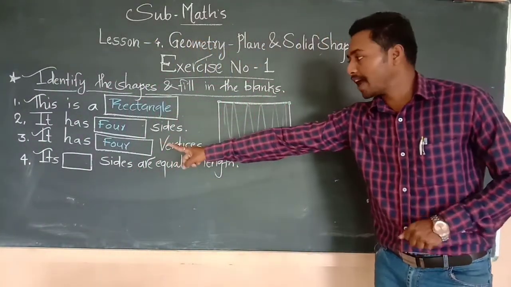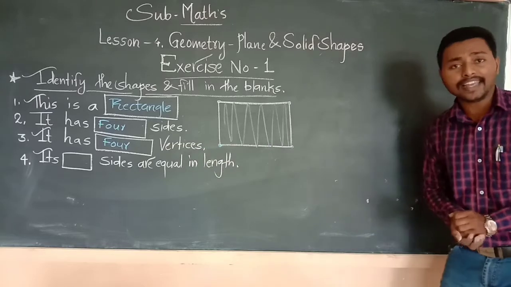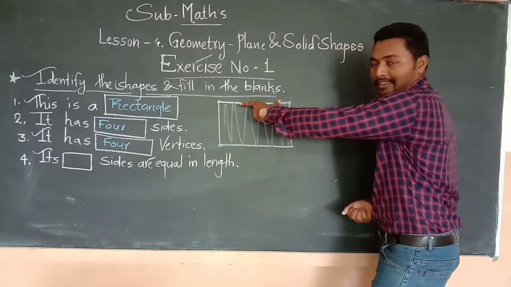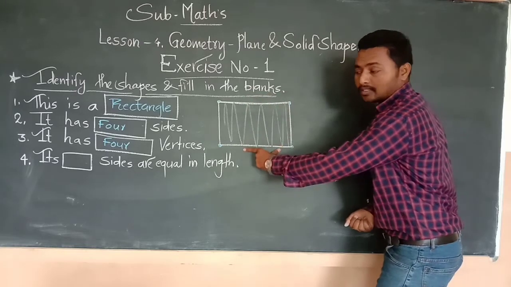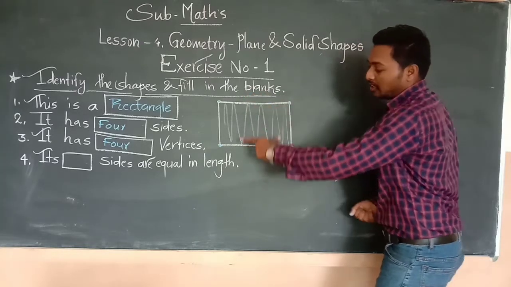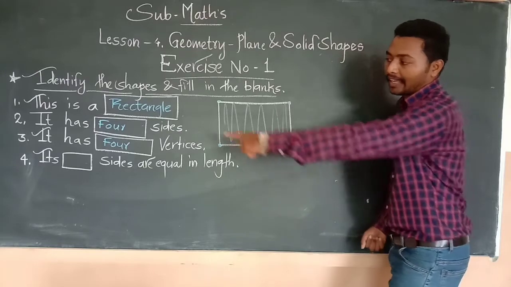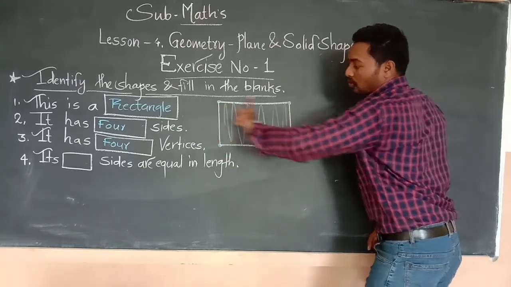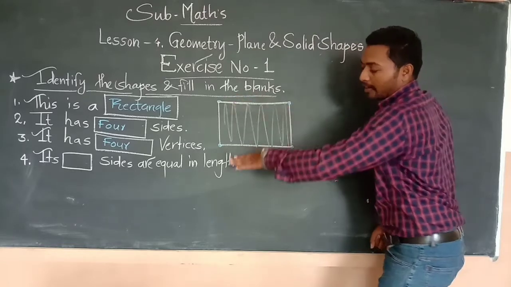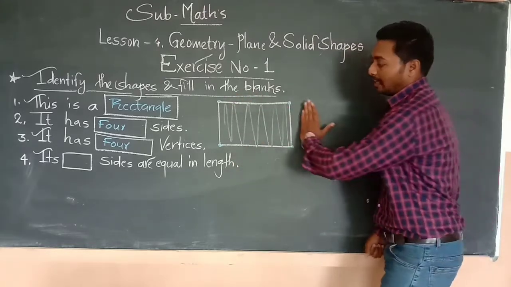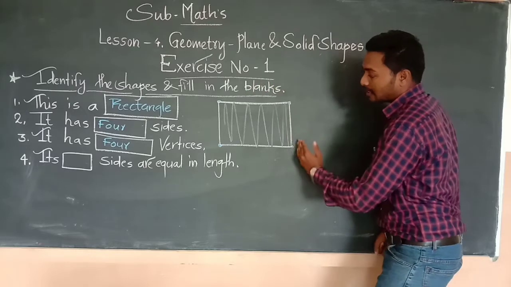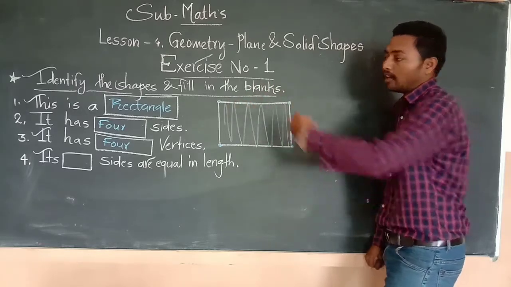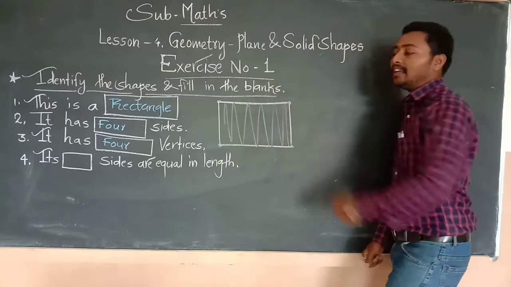And the last point, dash sides are equal in length. In a rectangle, the upper side is equal to the lower side. ऊपर वाली साइड से नीचे वाली साइड मैच करती है. Its 2 sides are equal in length. ये दोनों साइड्स इक्वल हैं और ऊपर वाले दोनों इक्वल हैं. लेकिन ये और ये, this side and that side, both sides are not equal. Only opposite sides are equal.